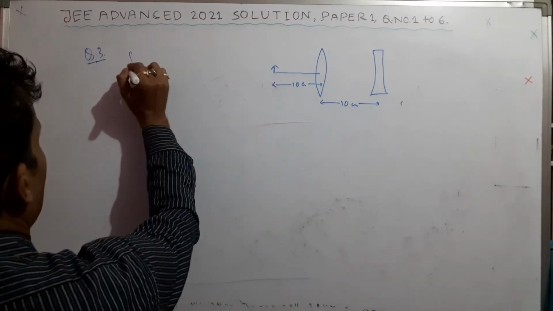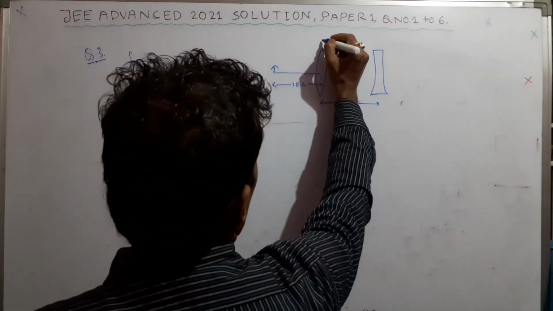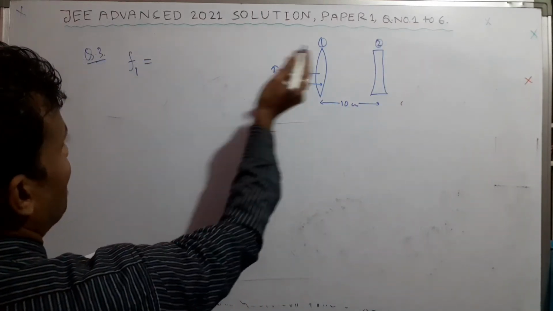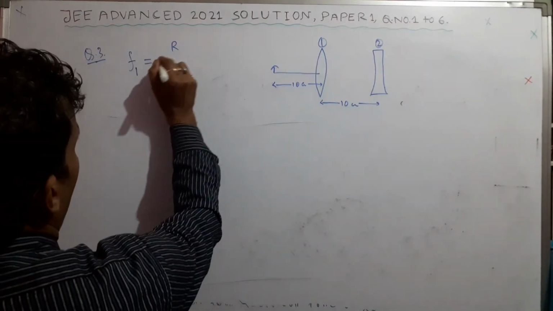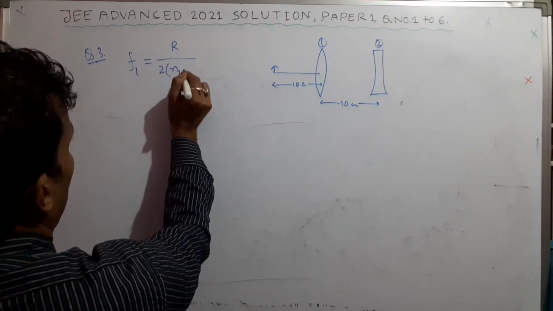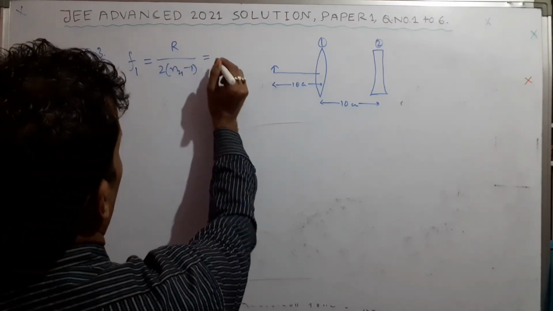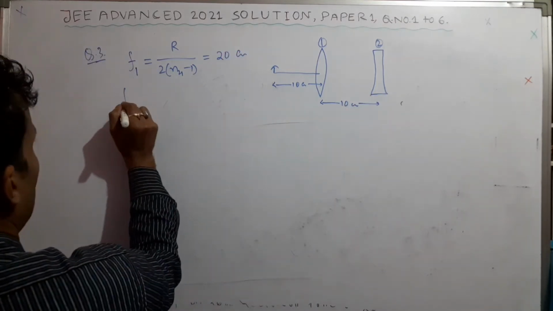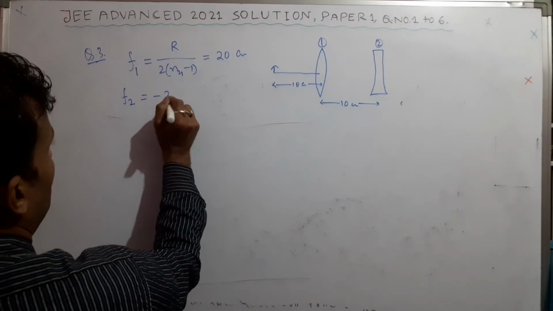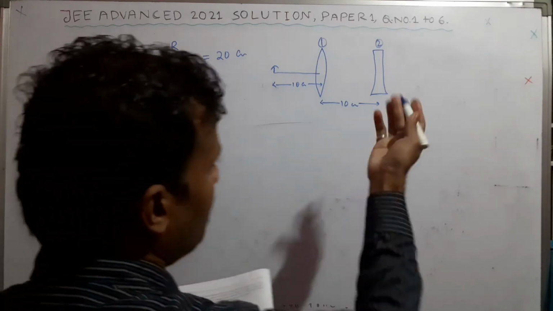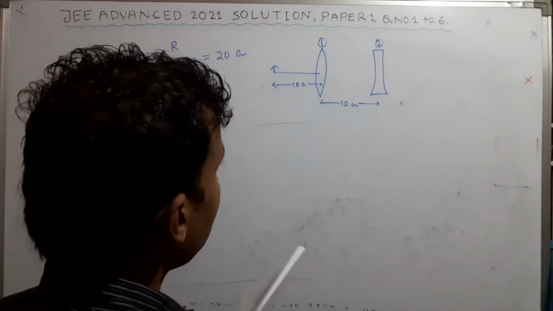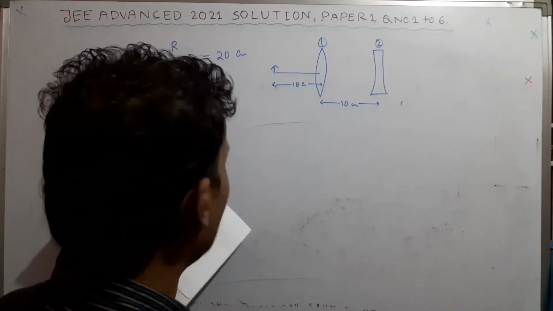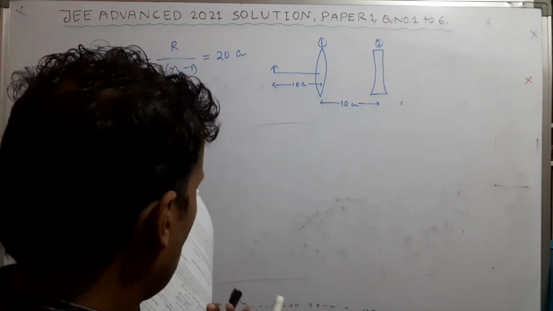So by using lens maker formula we can find, say this lens is lens 1, this is lens 2. The focal length of the first lens, that is for the convex lens, is R upon 2 into (n21 minus 1). So we can find it to be equal to 20 centimeter, and for lens 2, f2 is equal to minus 20 centimeter. You know that a concave lens placed in air has negative focal length, so it is minus 20.